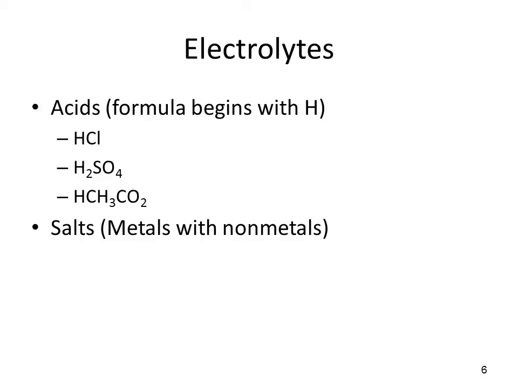How can we identify salts? Salts are metals with nonmetals. So some examples are potassium nitrate, magnesium bromide, lithium sulfate. That's pretty easy now to say, oh, that's an electrolyte. We just look to see, is it an acid, the formula begins with hydrogen, or is it a salt, a metal with a nonmetal?